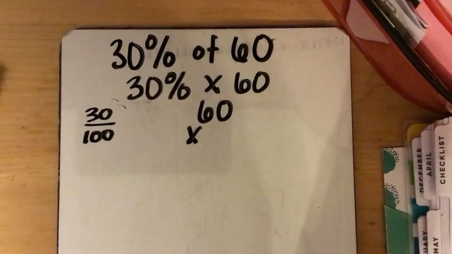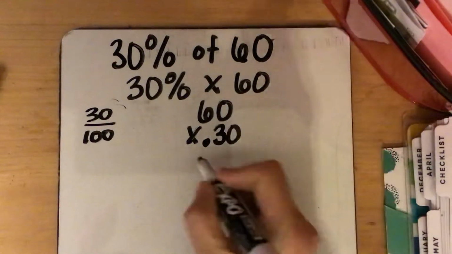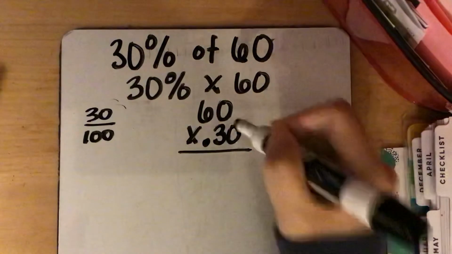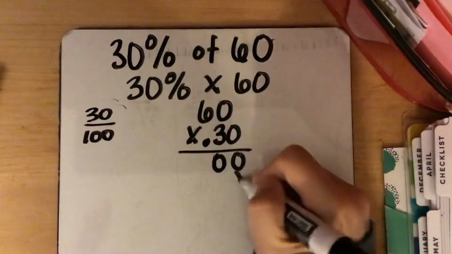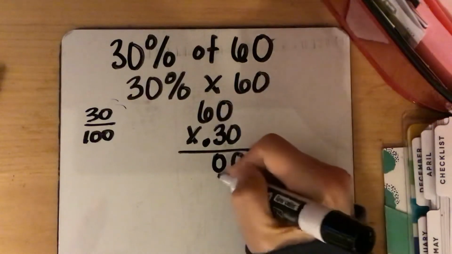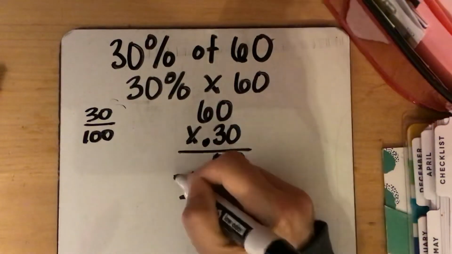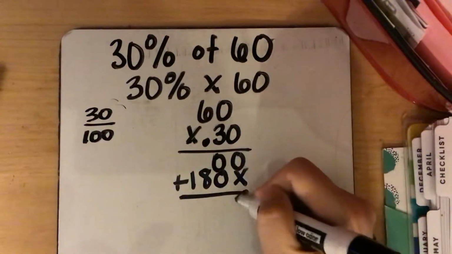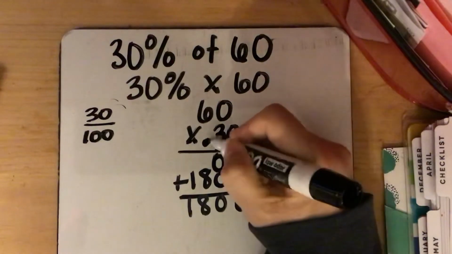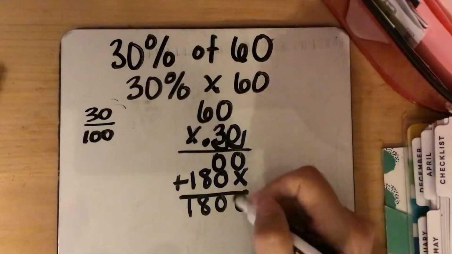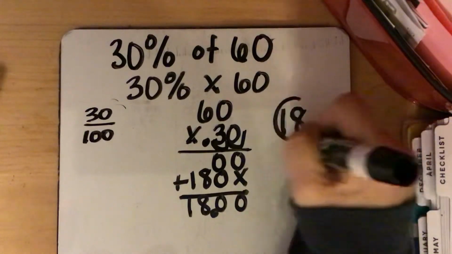And the way we write 30 hundredths is like this. Okay? So 0 times 0 is 0. 0 times 6 is 0. Placeholder. 3 times 0 is 0. 3 times 6 is 18. Add it up: 0, 0, 8, 1. Move over 2 spots: 1.80. And our answer is 18.